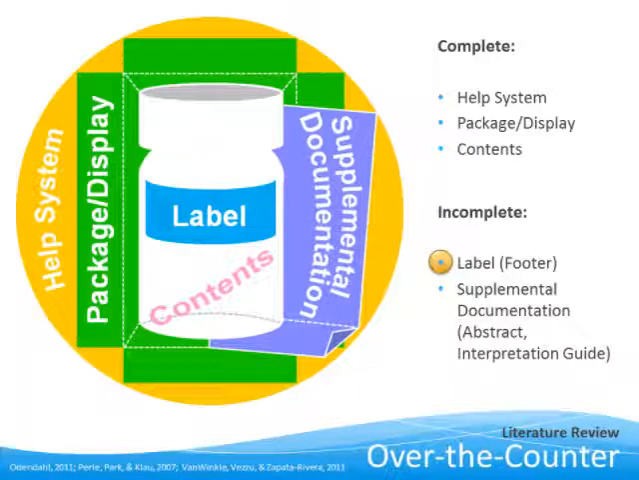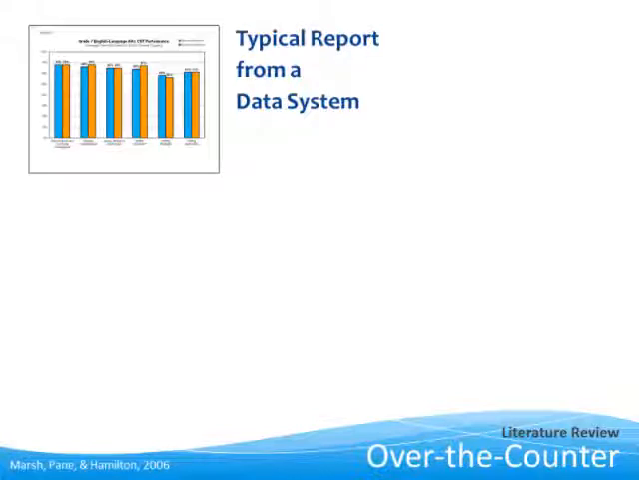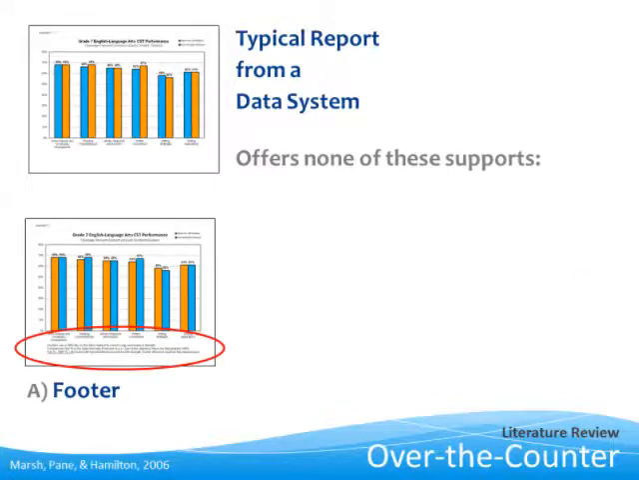However, my own study looked at what happens to educators' data analyses when data systems contain detailed labels next to data, such as report footers, or when data systems contain supplemental documentation, such as abstracts or interpretation guides, to help educators use the data correctly. Most data systems currently report data without added support in how to correctly analyze the data.